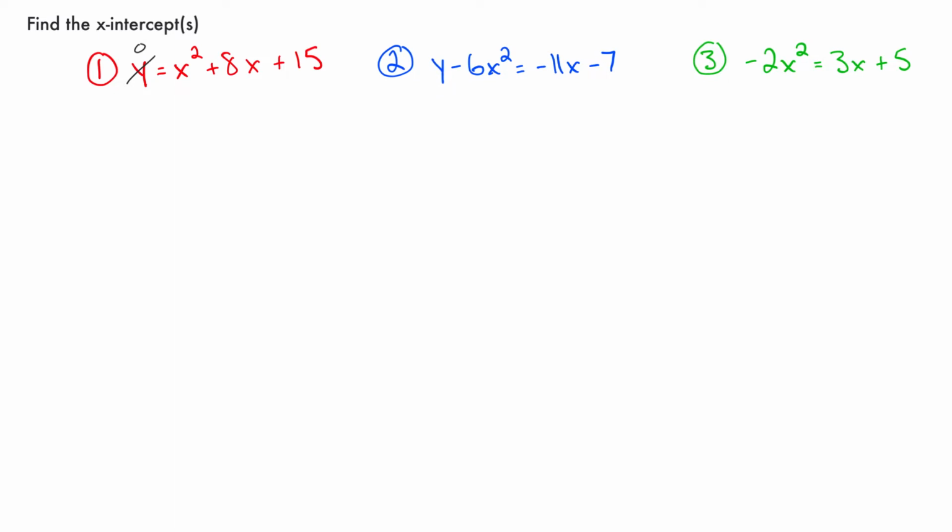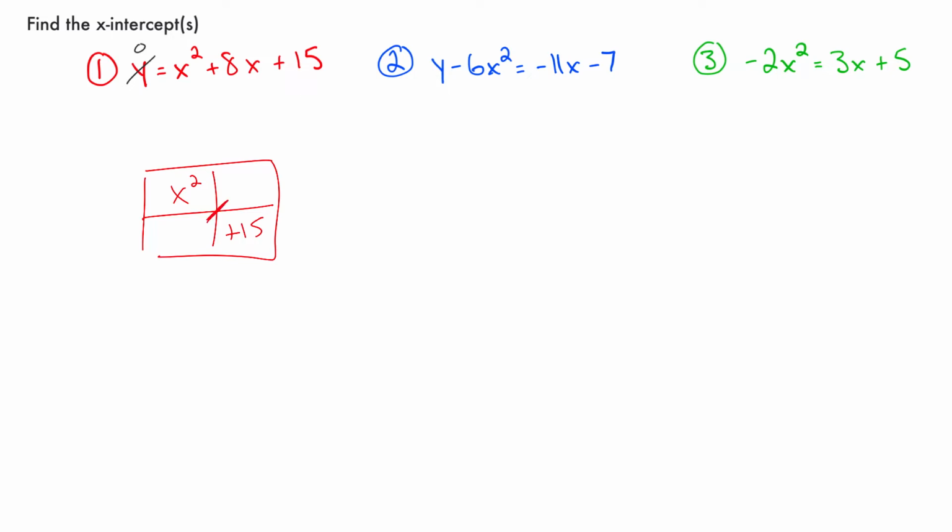So problem number 1, I have x squared plus 8x plus 15. I want to factor that. There's no GCF because they don't all three have a term in common. That means I have to use the area model, because it's not a difference of squares, and it's not a perfect square trinomial. So I just have to use my tried and true area model.